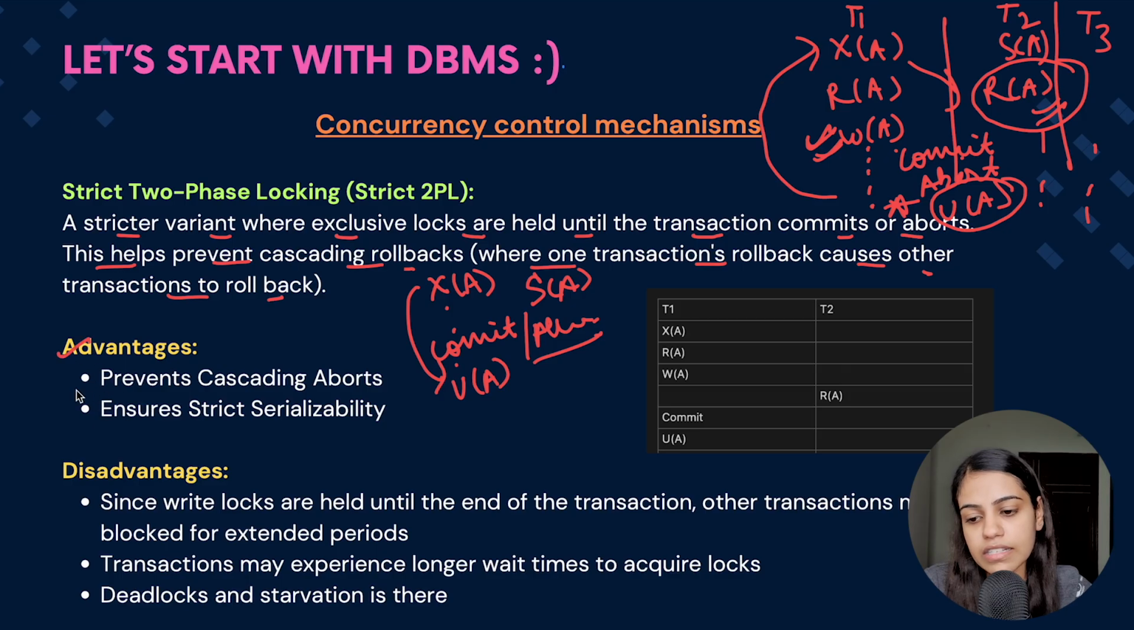So the advantages are: it prevents cascading aborts. The second advantage is it ensures strict serializability. So strict serializability will be ensured, because there won't be any invalid data getting updated in our database. So the consistency is more here.